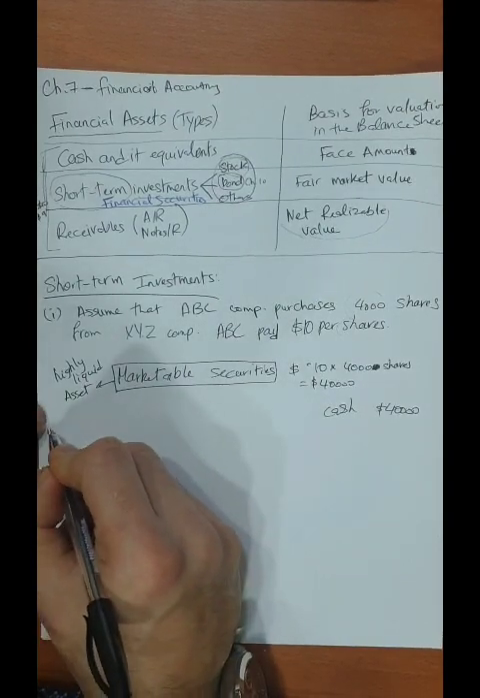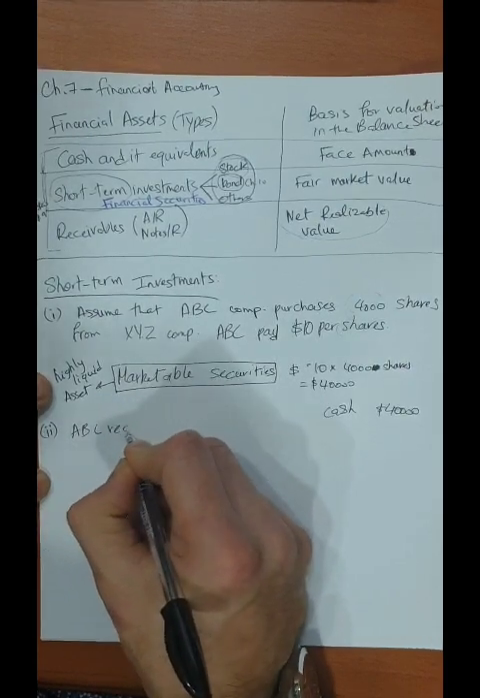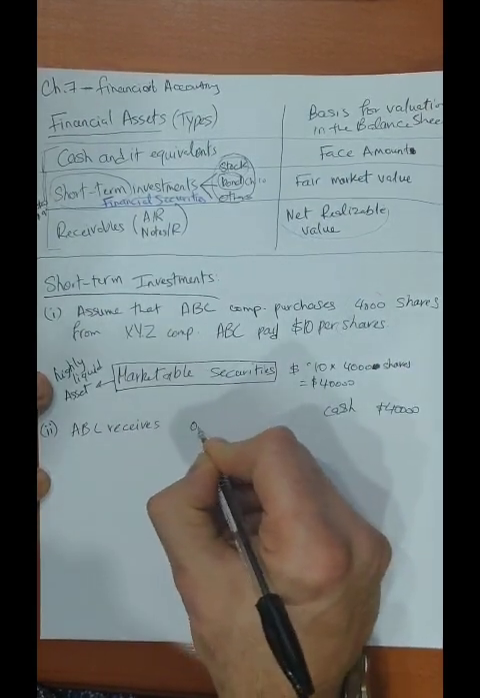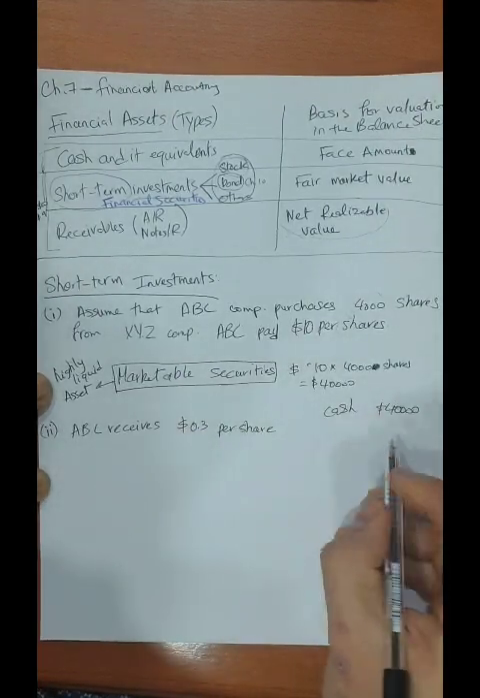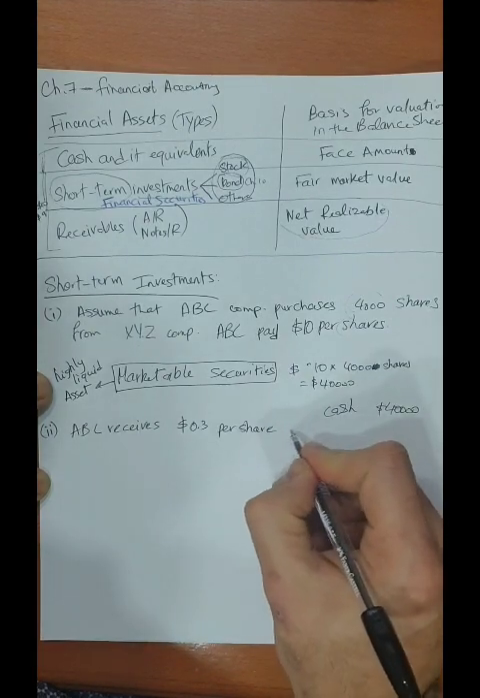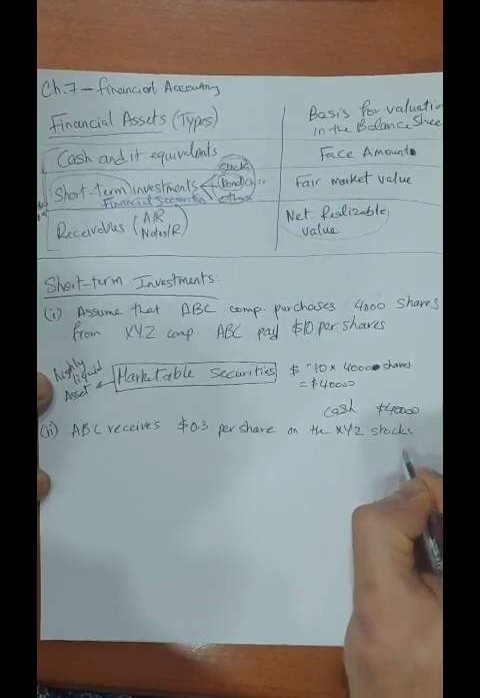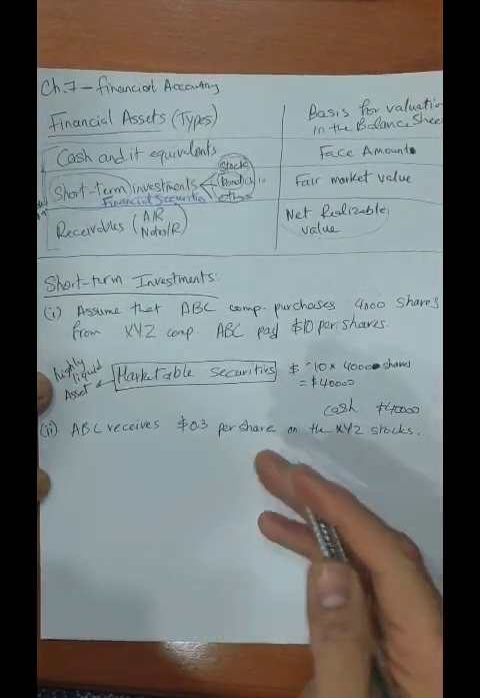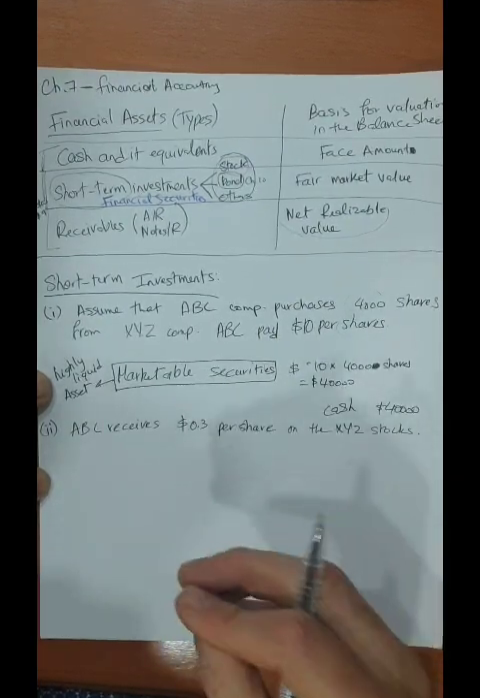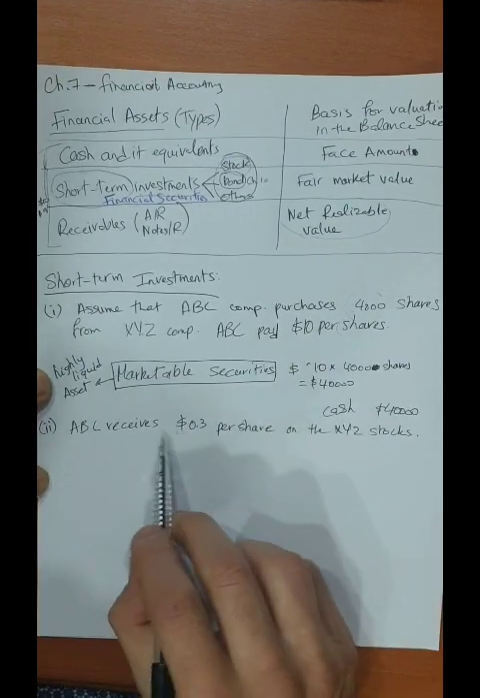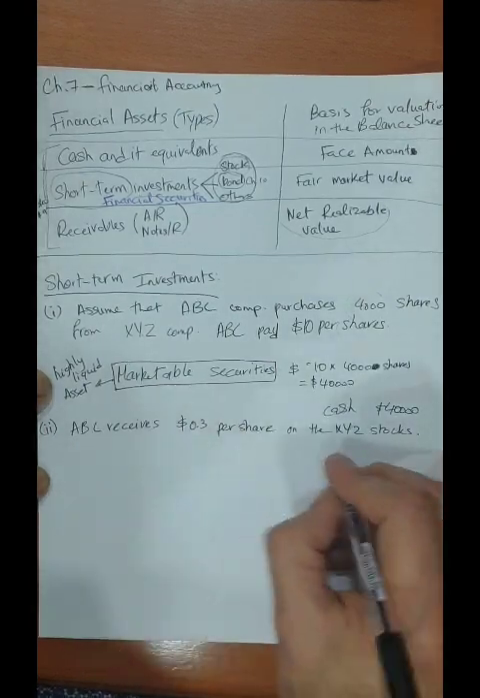Number two, or the other case. Assume that ABC receives $0.3 per share on the XYZ stocks that they hold. Okay, so you know, when you invest in a company, you hold the stocks of this company, and this stock receives annual or quarterly or semi-annual dividends. So in this case, ABC receives $0.3 per share of the XYZ stocks.